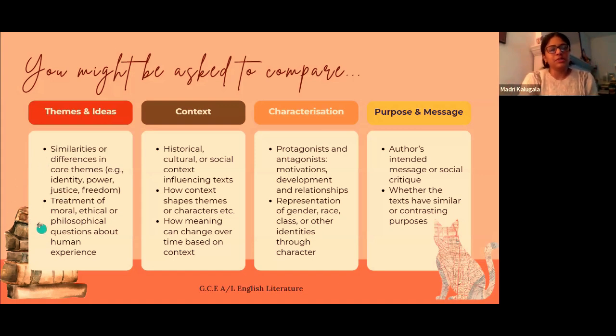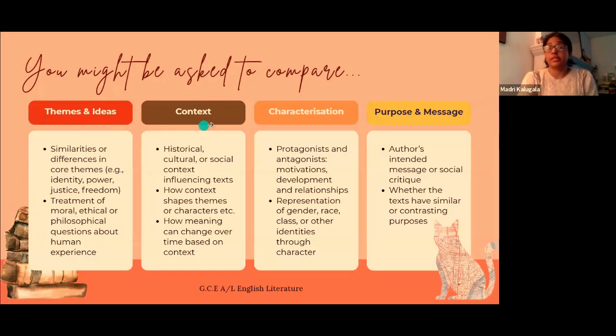And then there could be the treatment of moral or ethical or philosophical questions about human experience. Something like, which poems or short stories deal with the ethics of something to do with good or bad, like moral ethics and so on, right? So you can be asked to do themes and ideas.